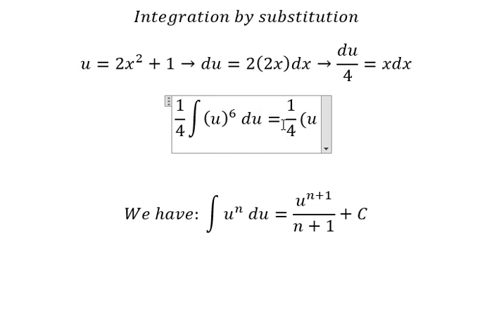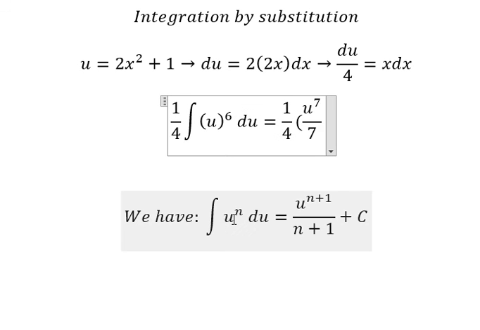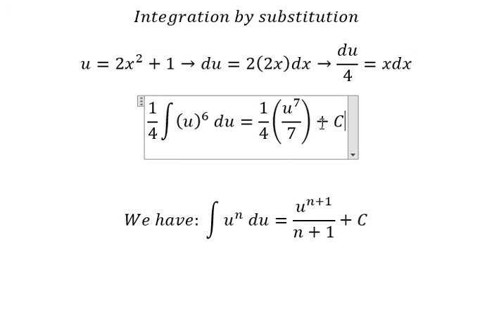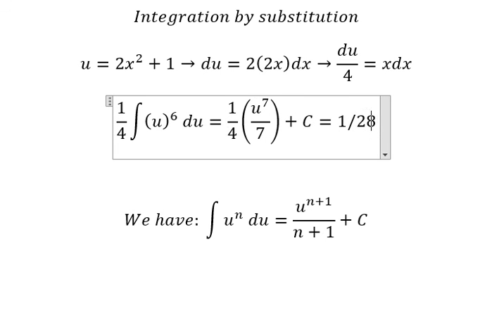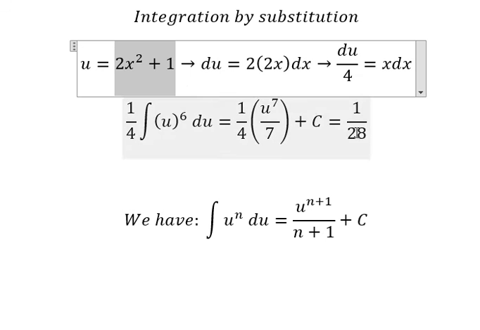And we have u to the power of 7 over 7. So we change n equals to number 6. That's why we have 6 plus 1 and we have 7. 7 and number 4, we have 28. About u, that is this one.